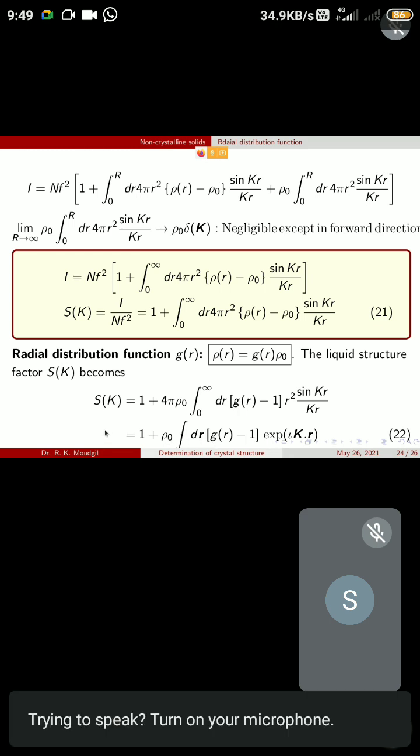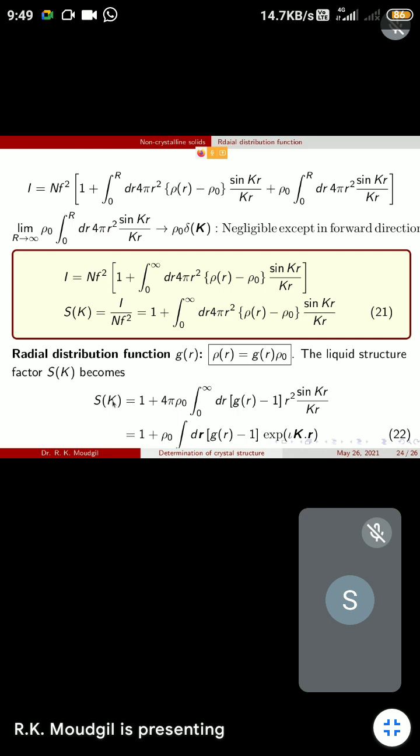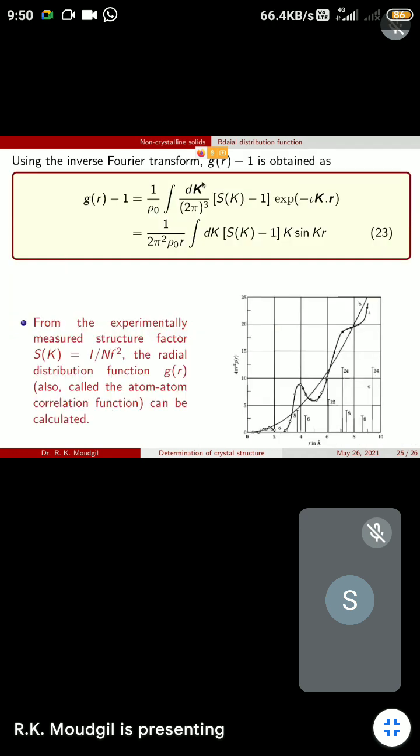Now you should check this form. S(k) is clearly a quantity in Fourier space, and g(r) is a quantity in real space. So this relation basically gives you that S(k) is just the Fourier transform of this g(r) minus 1. So by using the inverse Fourier transform, one can write g(r) minus 1 in terms of S(k). So that we do by using the inverse Fourier transform, and g(r) minus 1 is obtained like this. It means the radial distribution function that we have introduced can be written in this way.